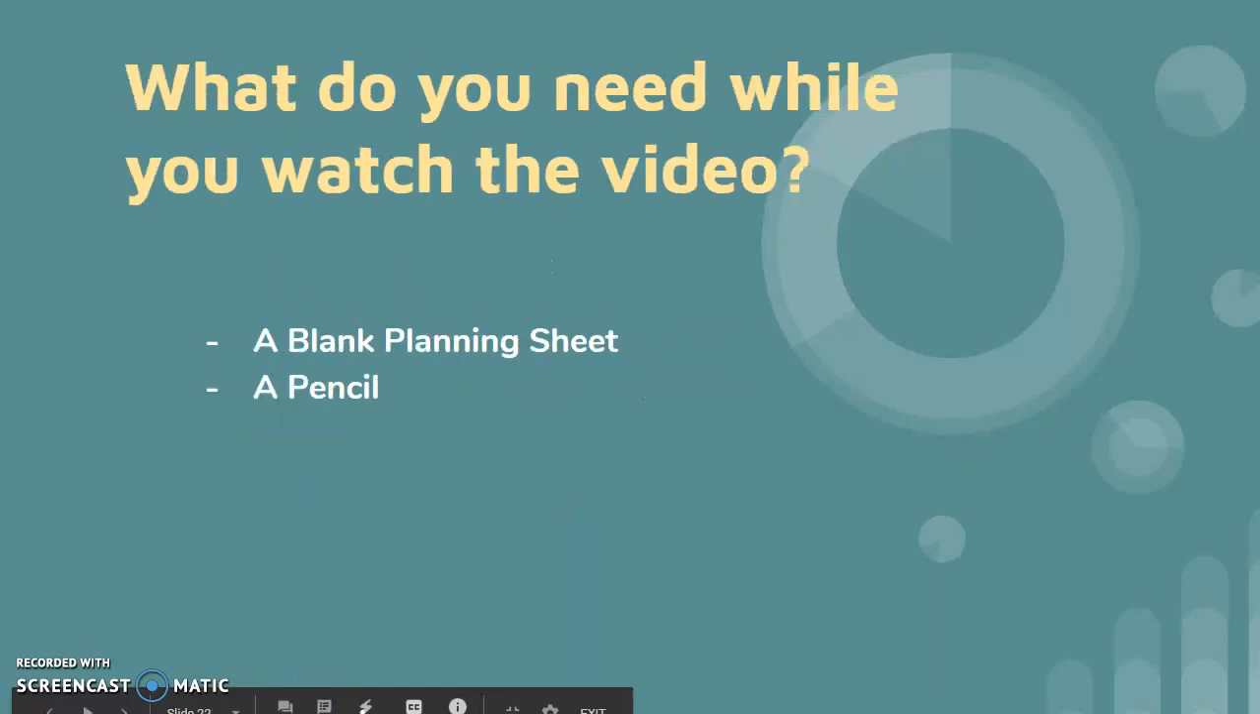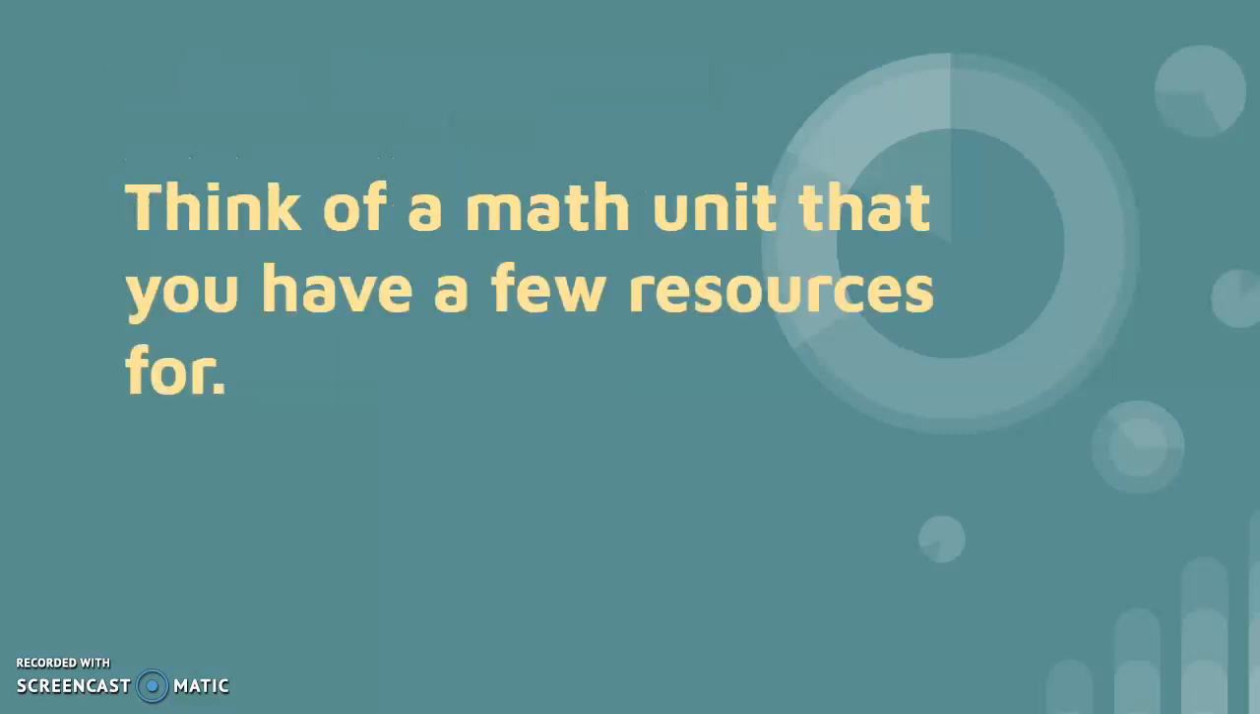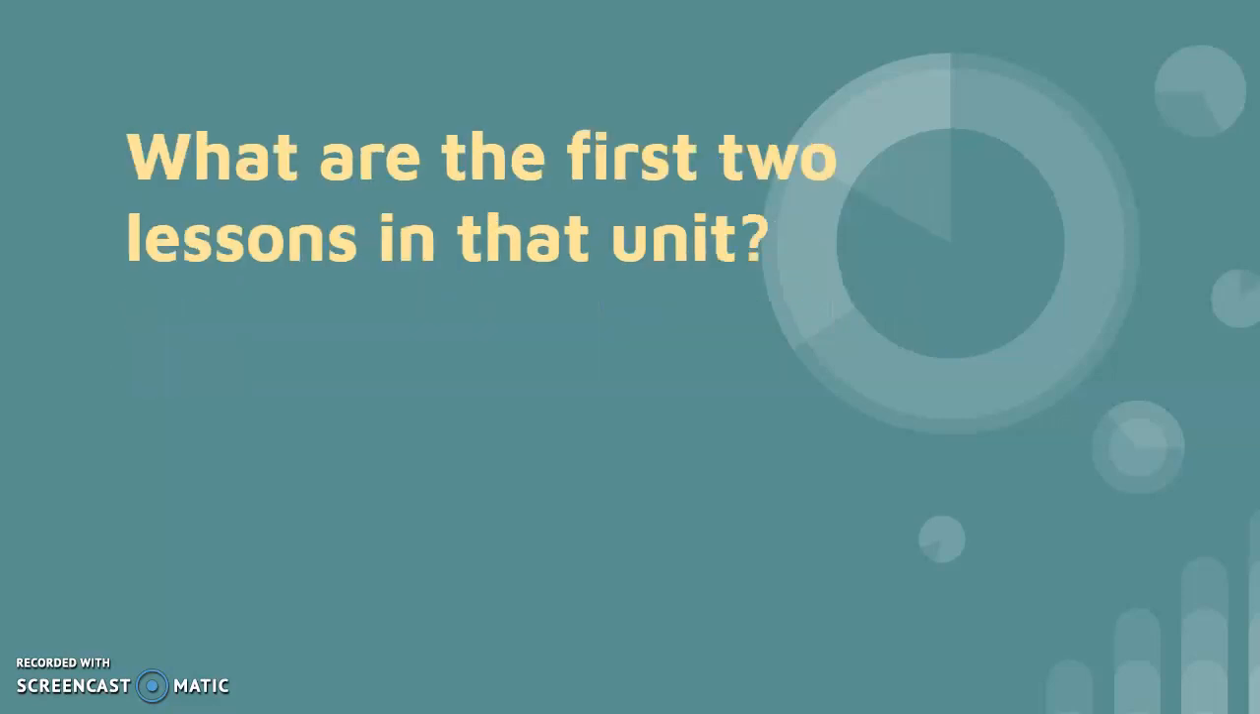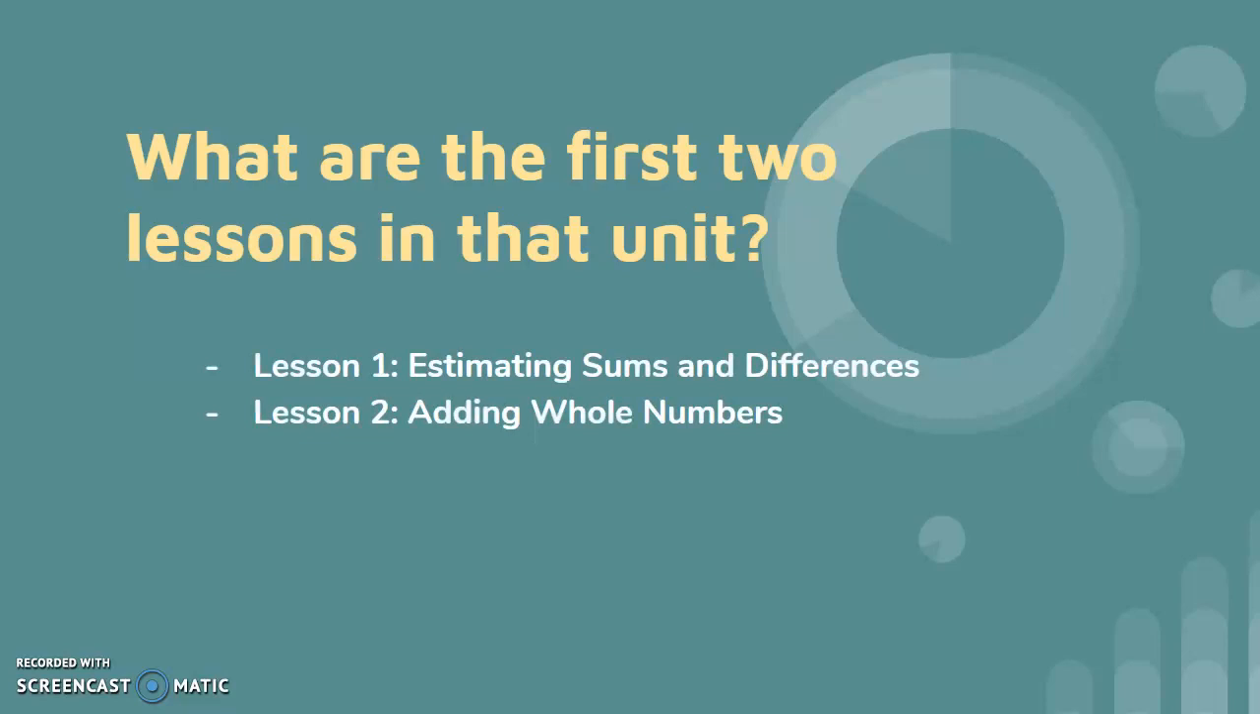So what do you need to get started for this video? You need a blank planning sheet that you can follow along as I fill in mine, and then also something to write with. So the first thing you're going to do is think of a math unit that you know off the top of your head, maybe an upcoming unit that you know you have some resources for. And then you're going to think, what are the first two lessons in that unit? So my unit is going to be adding and subtracting whole numbers. My first lesson is estimating sums and differences, and my second lesson is just adding whole numbers. So those are the first two lessons that I'm going to think about.